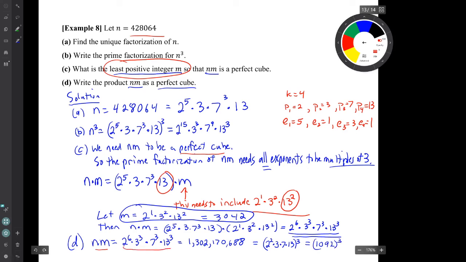So nm can be written a bunch of different ways. Here's the prime factorization for nm. Here is the number nm. And here is the number nm written as the cube of a number.